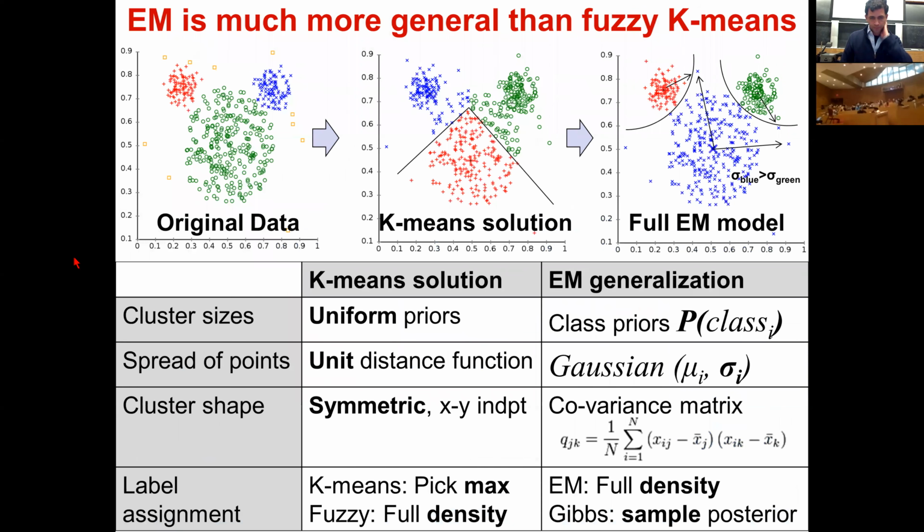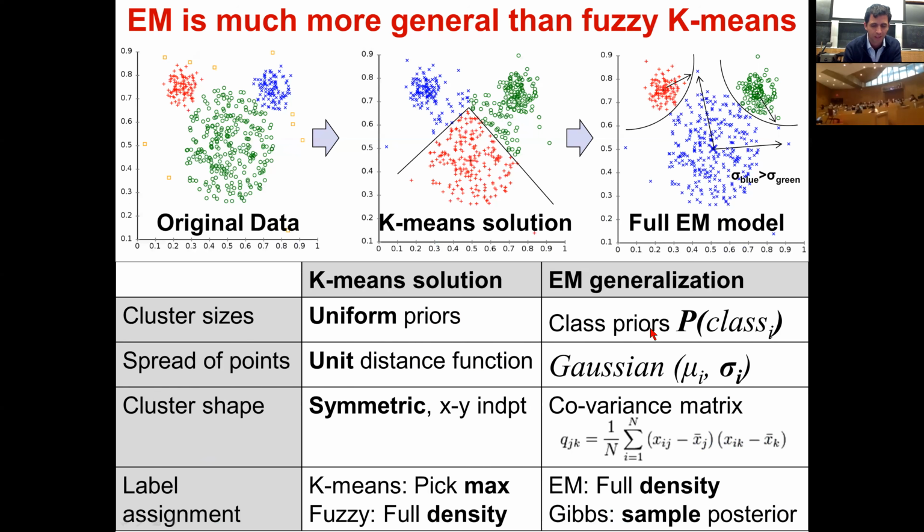Now, we can go back to your question and say that, hey, EM, now that we have this more complex probabilistic model, is actually much more general than fuzzy K-means. In particular, the K-means solution assumed uniform priors, basically that every cluster had the same size. I was equally likely to sample points from the red cluster as the blue cluster, but sometimes there's another cluster that has many more points. So basically there, the prior is no longer uniform.